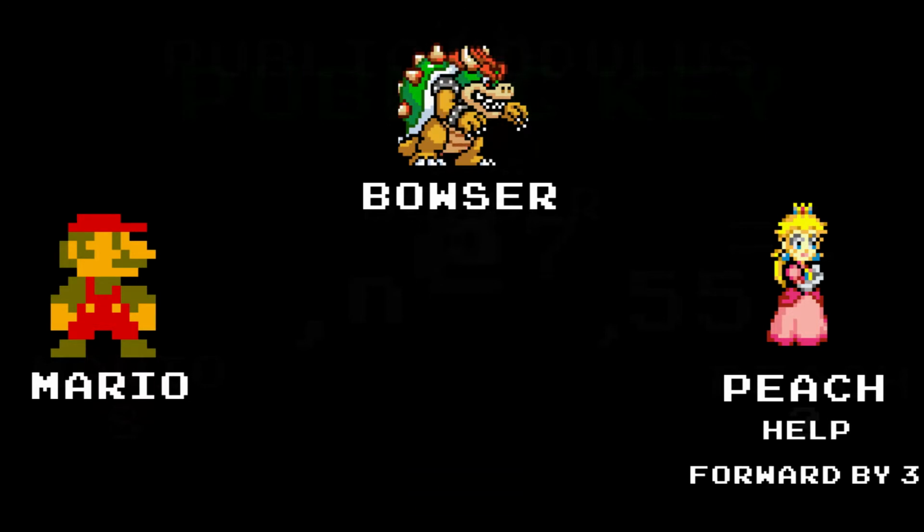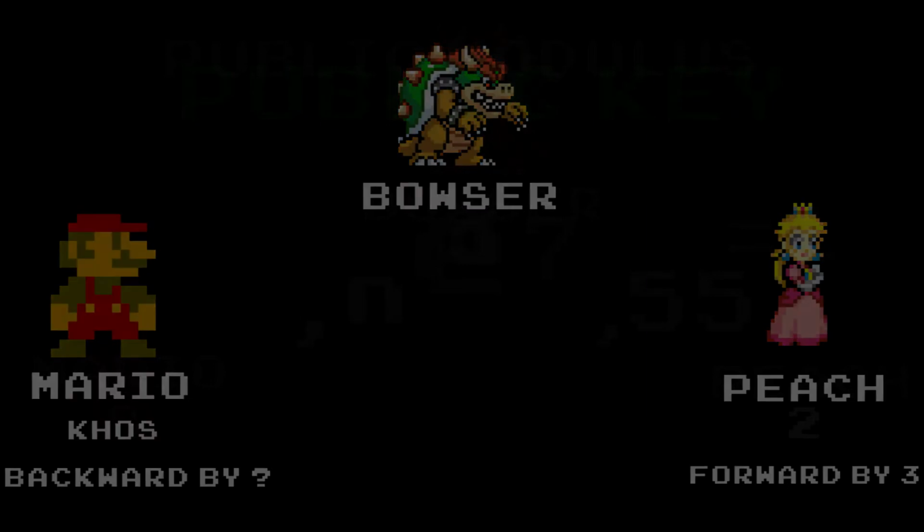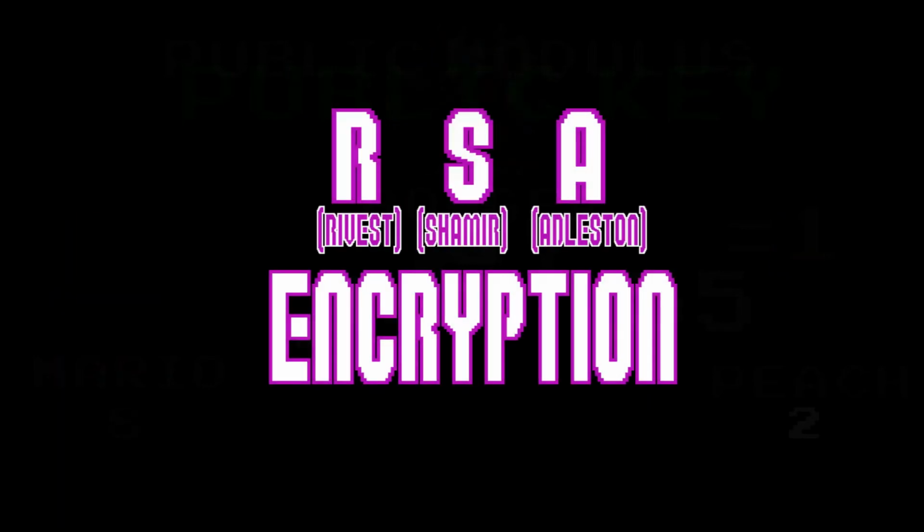Mario and Peach's only option now is to write coded messages, but this is impossible with a conventional cipher with no prior coordination, as the encryption and decryption keys would be the same. Enter RSA encryption. Now suppose you're given two prime numbers, 5 and 11, which you have to multiply.